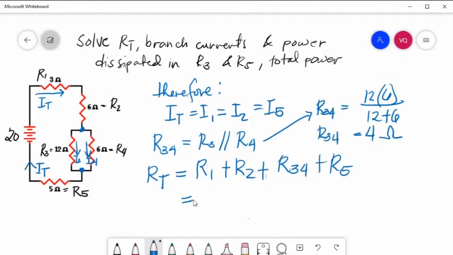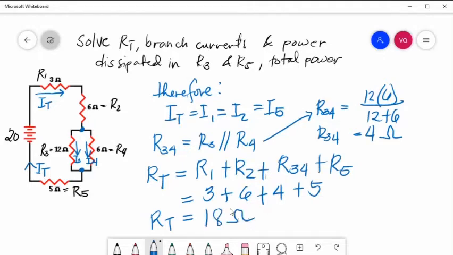Solving now your total resistance, we have 3 plus 6 plus 4 plus 5. So, total resistance is 9, 14, 18. So, we have 18 ohms. 9, 14 plus 4, 18.